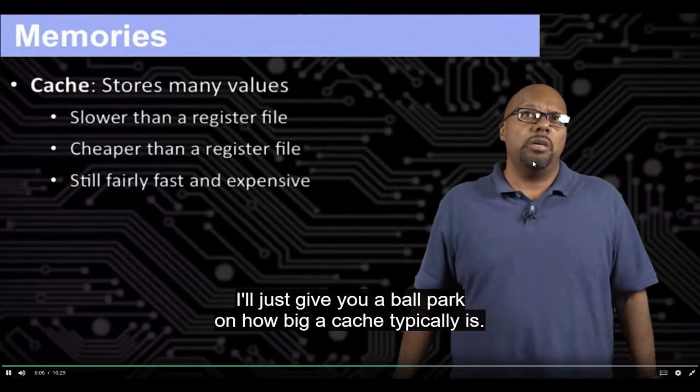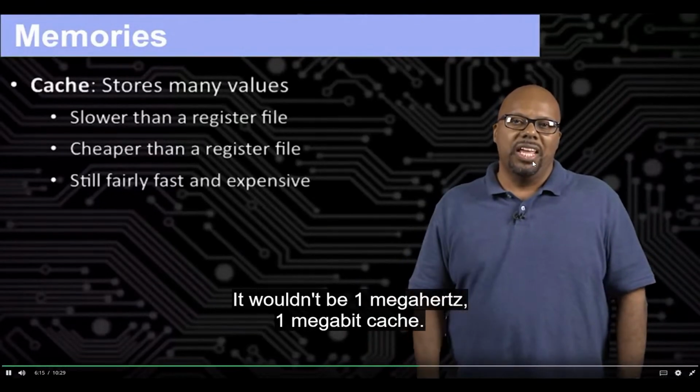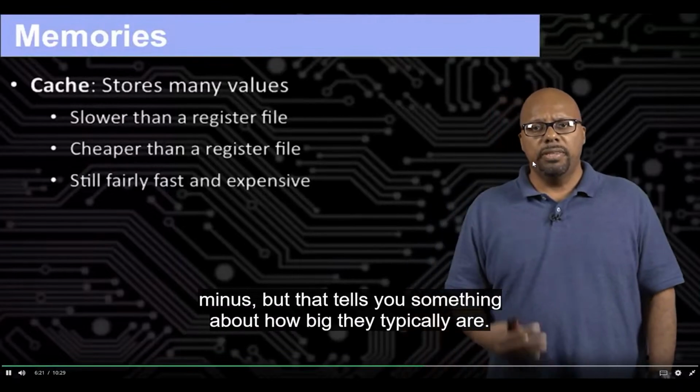I just gave you a ballpark on how big a cache typically is. This is all ballpark for right now, but let's say, modern processor, maybe you've got a 1 megabit cache. That's ballpark, and that can be plus or minus. But that tells you something about how big they typically are.